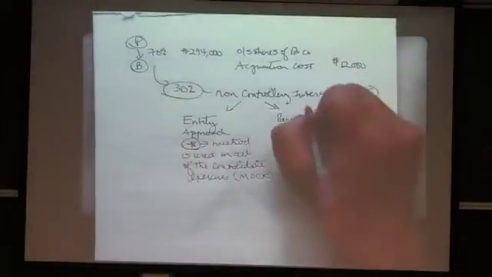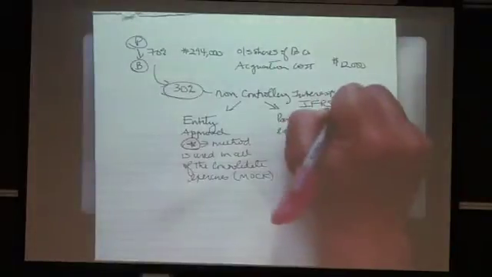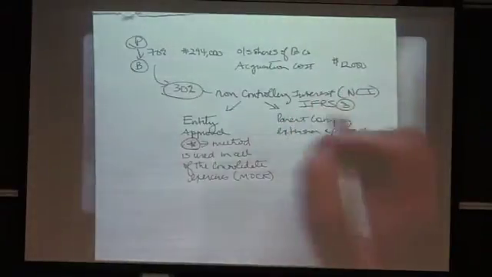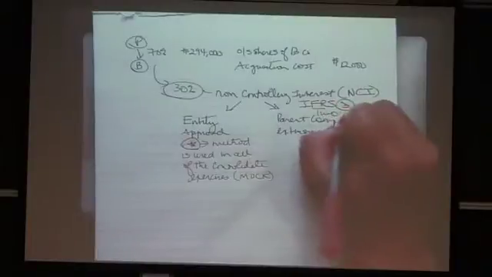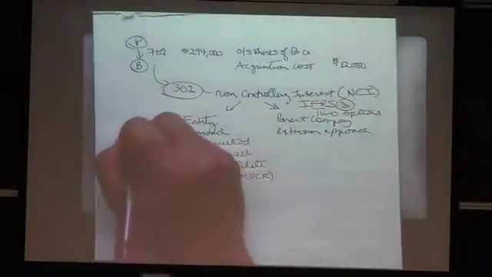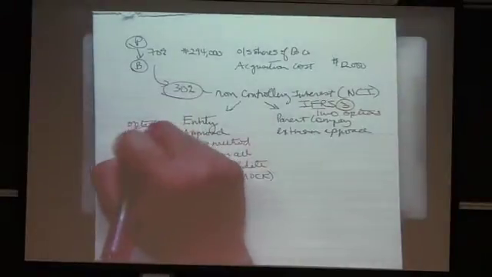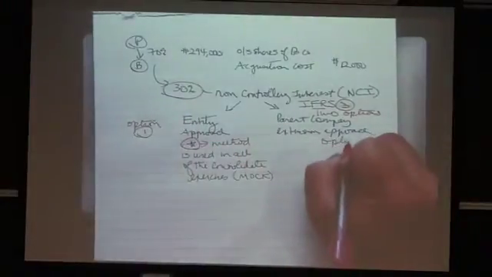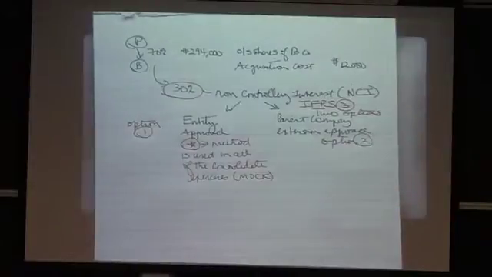IFRS 3 provides two options: the entity approach, which is option 1, and option 2. Those are the two options that we have.